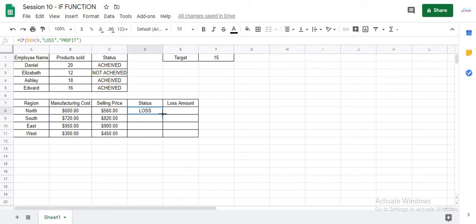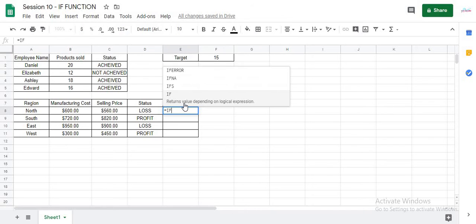I'm going to just replicate the formula here. In this second row, in the south region, the manufacturing cost of the products was $720, whereas the selling price was $820. Hence we have a profit here. Let us try and write the IF function in the final column. I want to know the loss amount here.